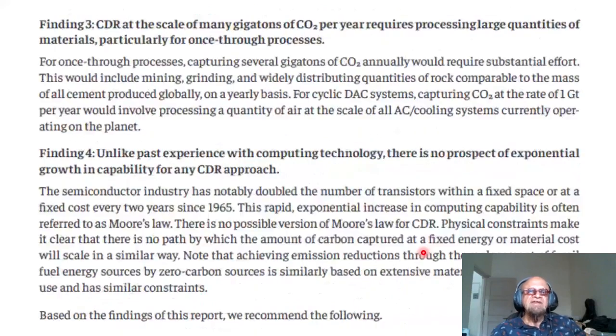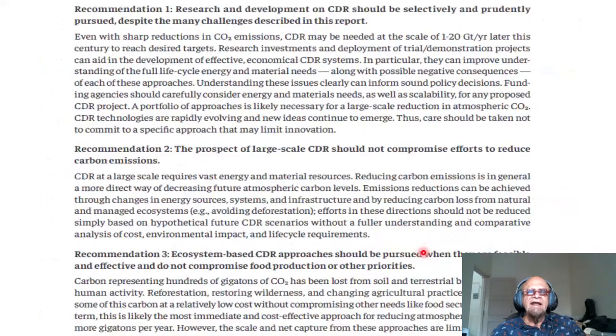Okay. The third finding says CDR at the scale of many gigatons of CO2 per year requires processing large quantities of materials, particularly for once-through processes like enhanced rock weathering. Finding 4, unlike past experience with computing technology, there is no prospect of exponential growth in capability for any CDR approach. So based on these findings, the report recommends that research and development on CDR be selectively and prudently pursued despite many challenges described in this report.